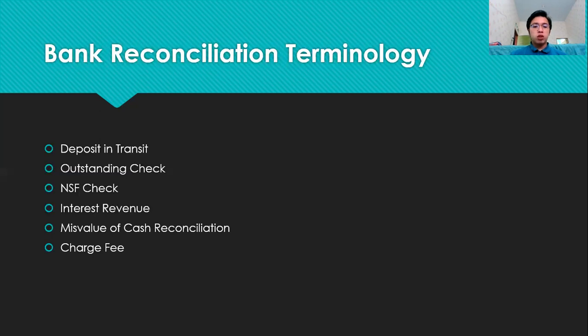The fourth is interest revenue. Interest revenue is when you put some money in the bank, you will get interest. And that will be recorded in the bank reconciliation also.